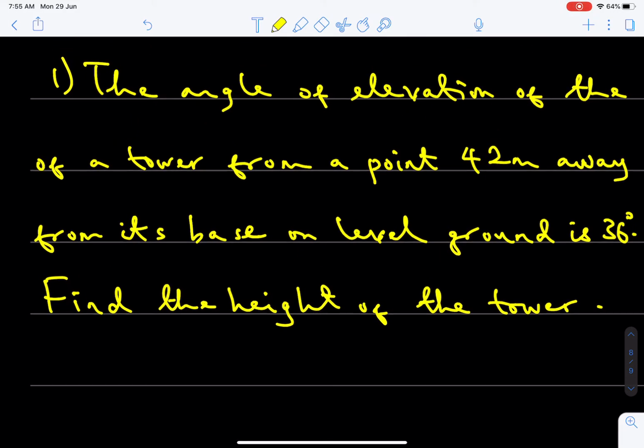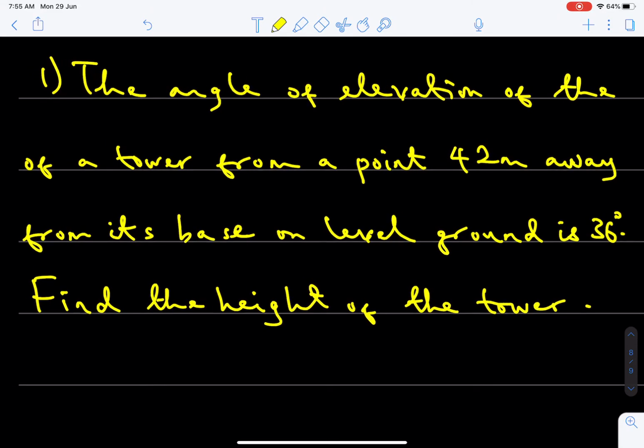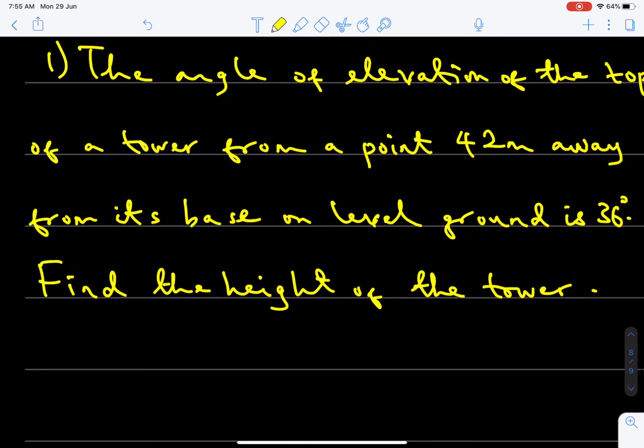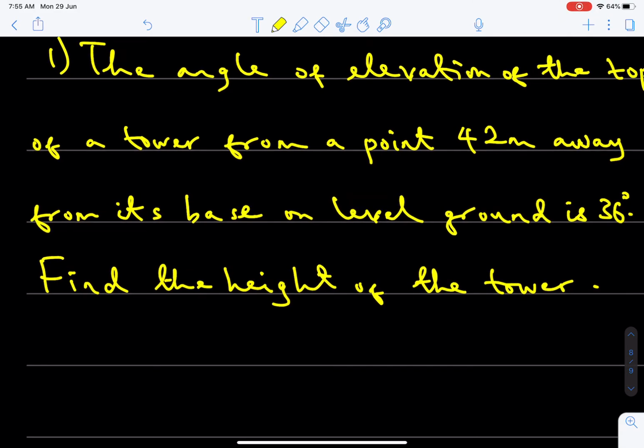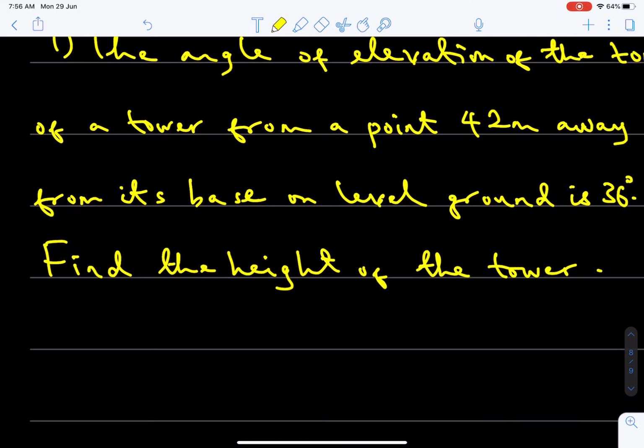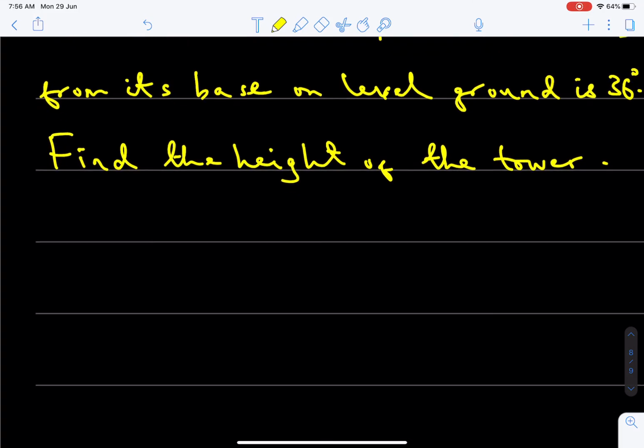The angle of elevation of the top of a tower, I think I omitted that, of the top of a tower from a point 42 meters away from its base on level ground is 36 degrees. Find the height of the tower.